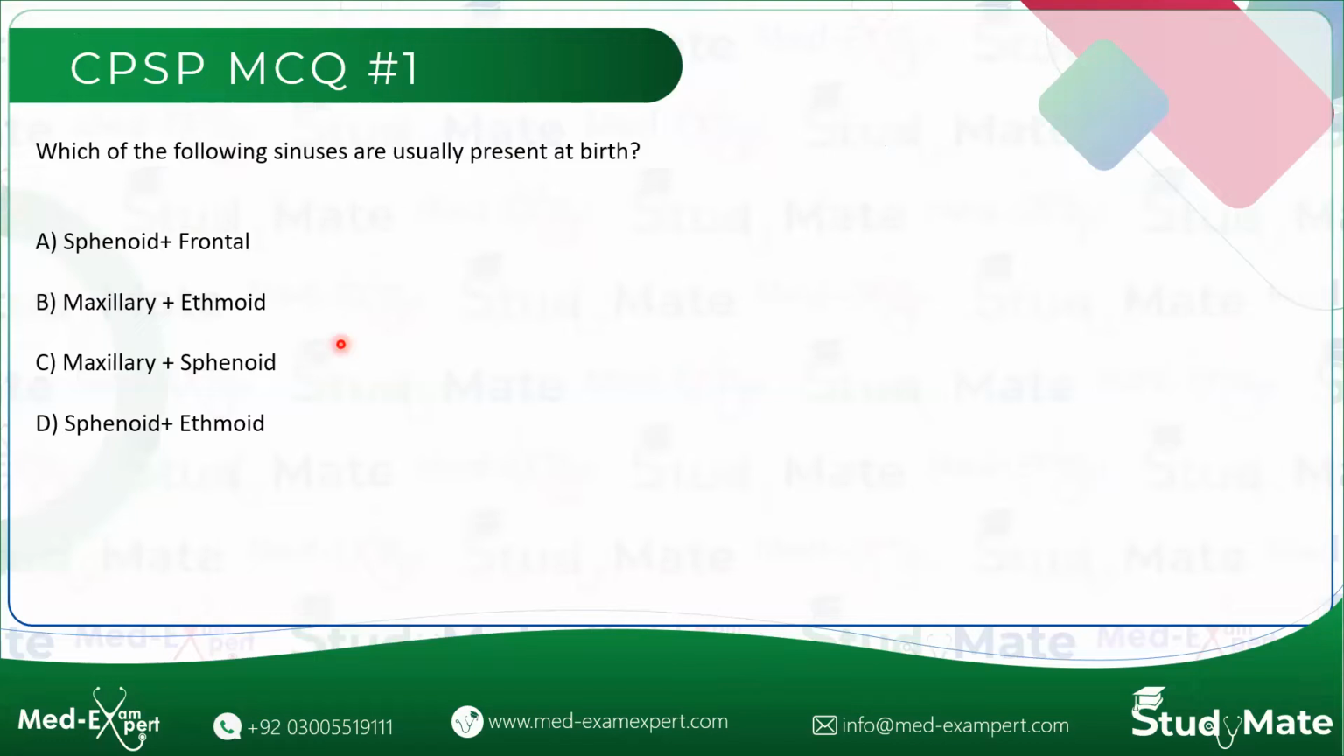So first CPSP MCQ, आपको जिसको भी आंसर पता है वो प्लीज जो जूम पे है हमारे साथ वो चैट बॉक्स में लिखते हैं, और जो फेसबुक लाइव पे हमारे साथ हैं वो कमेंट्स में कमेंट कर दें. Which of the following sinuses are usually present at birth? A is sphenoid and frontal, B is maxillary and ethmoid, C is maxillary and sphenoid, and D is sphenoid and ethmoid. So आपको जो भी आंसर करेक्ट लगता है वो अभी काइंडली आप कमेंट कर दें. We will review these questions by the end of the session to test your knowledge and your understanding.